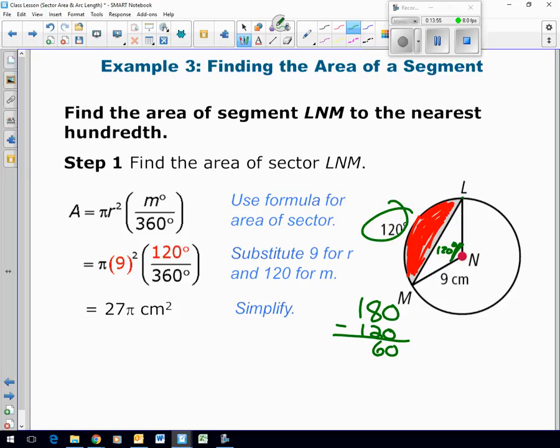Now, I told you I'd say it every day. I'm about to say it again. All radii are created equal. So if MN is 9, how much is NL? 9. Which makes this what kind of triangle? Isosceles triangles. And in isosceles triangles, the angles opposite the congruent sides are congruent.